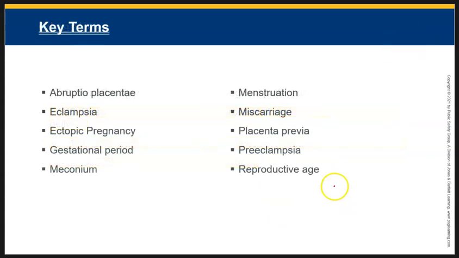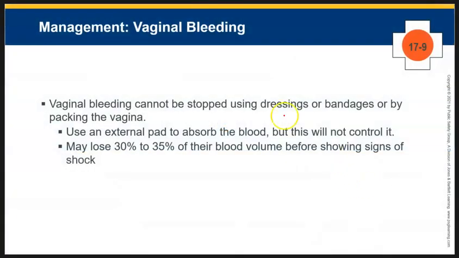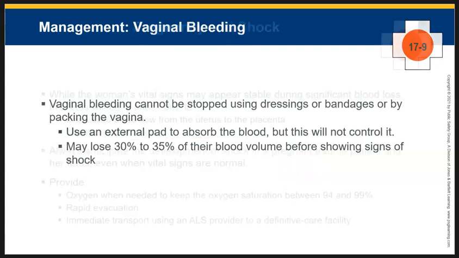So this is our list of key terms from Chapter 17, and let's take a look at management of these patients. You may encounter a patient who has vaginal bleeding, and this is associated with the emergencies described previously, such as an ectopic pregnancy or placenta previa. In this case, we always want to use an external pad to absorb the blood, and keep in mind that this patient may lose 30 to 35% of their blood volume before showing signs of shock.